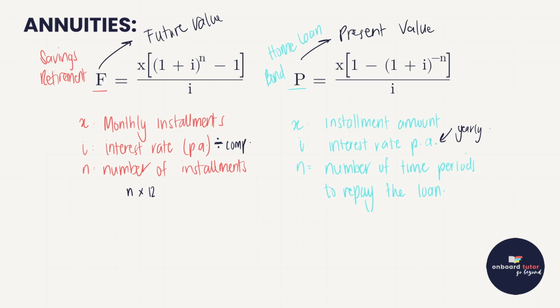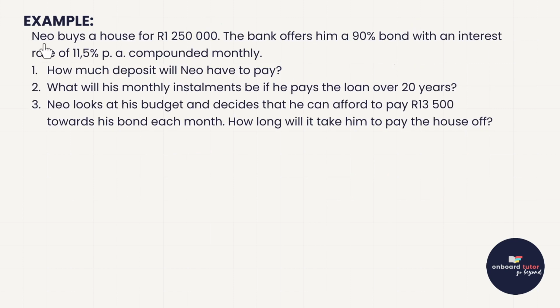Okay, the best way to work with annuities is to actually put them into some practical examples. So why don't we do that now? Neo is going to buy a house for 1.25 million rand. The bank offers him a 90% bond with an interest rate of 11.5% per annum compounded monthly.